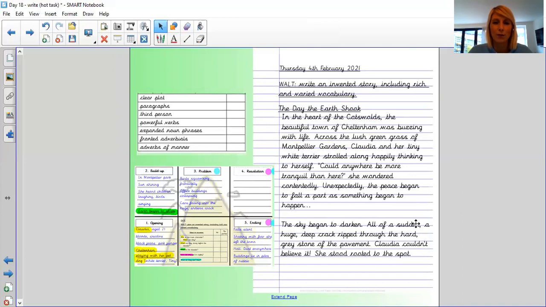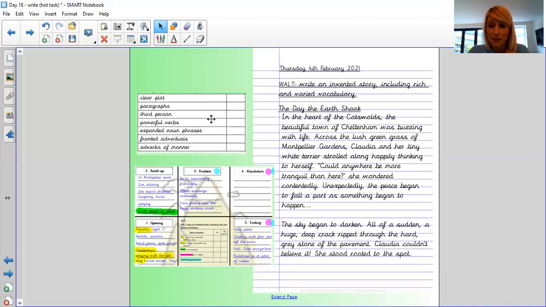Let's just check how I've done with my features. So is my plot clear? I think it is so far. I've started to introduce. I think maybe I could do a bit more build up because I didn't talk about these children laughing. So I might actually go back and add a bit more build up. I've split it into paragraphs. I've got third person, haven't I? Because I've talked about Claudia and her tiny white terrier.